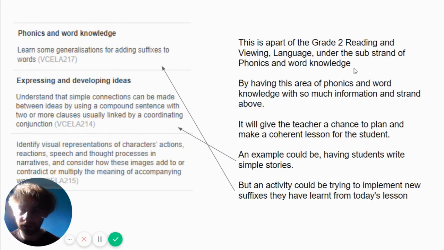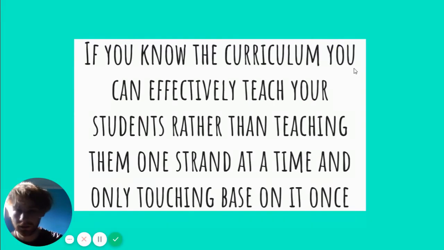An example I'm going to use is visual representations and characters and being able to use speech. Why can't we just blend these two lessons together and put stories and suffixes together? The only way to do this is by teaching effectively, clearly and concisely. If we know this curriculum better, we can effectively teach our students rather than teaching one strand at a time.